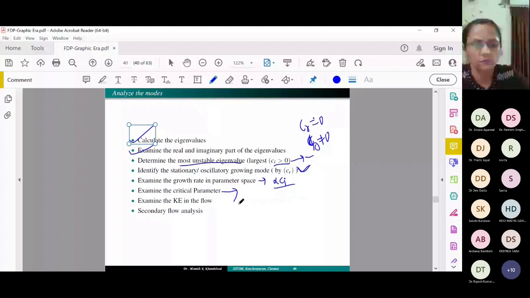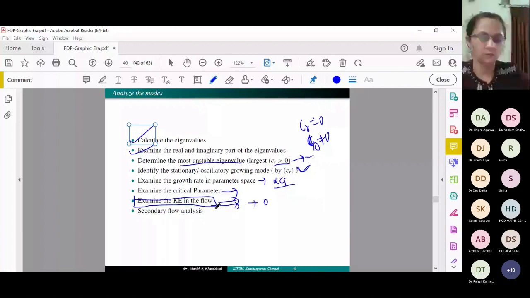The fourth one is the kinetic energy in the flow. This is another part of the analysis for the linear stability. Kinetic energy is going to be zero at the linear stability point, and that analysis always confirms whether the linear stability analysis through the eigenvalue problem is correct or not. So kinetic energy at neutral stability should go to zero. If it is not zero, then we have to say that our linear stability analysis is not correct.